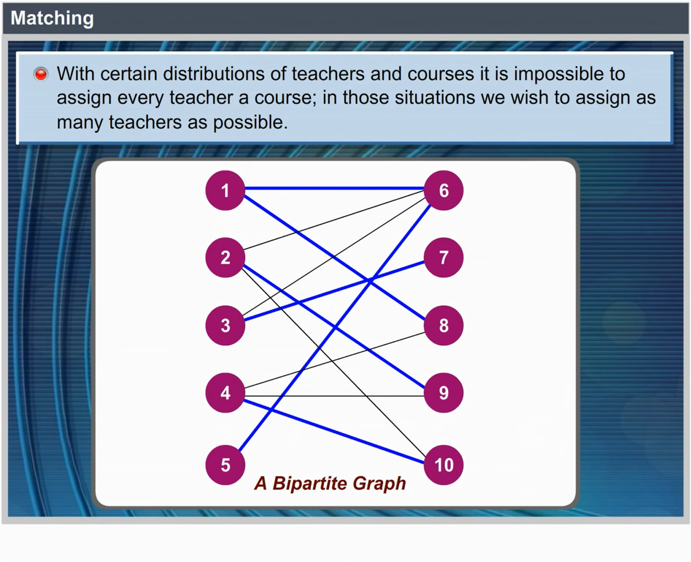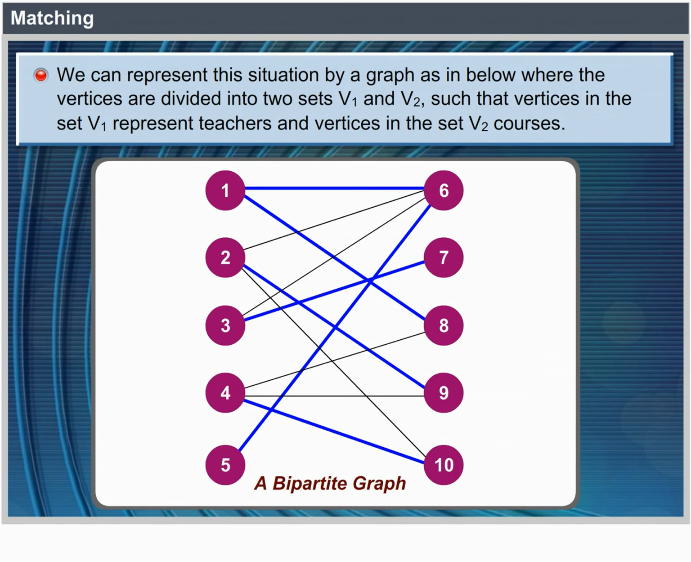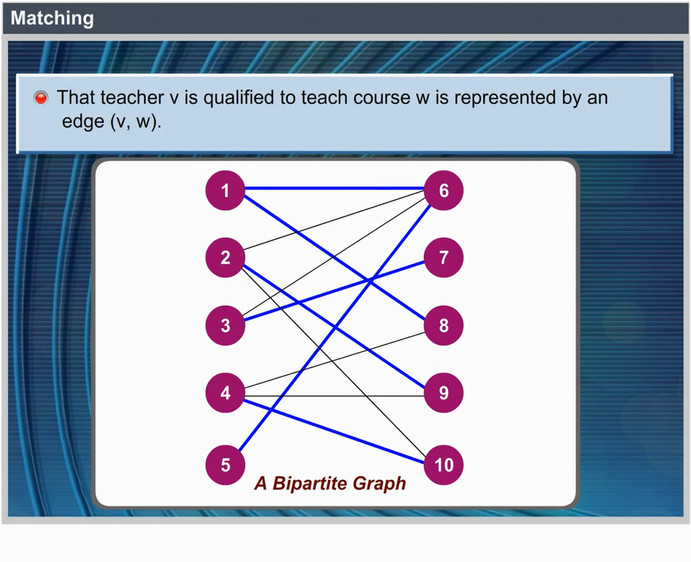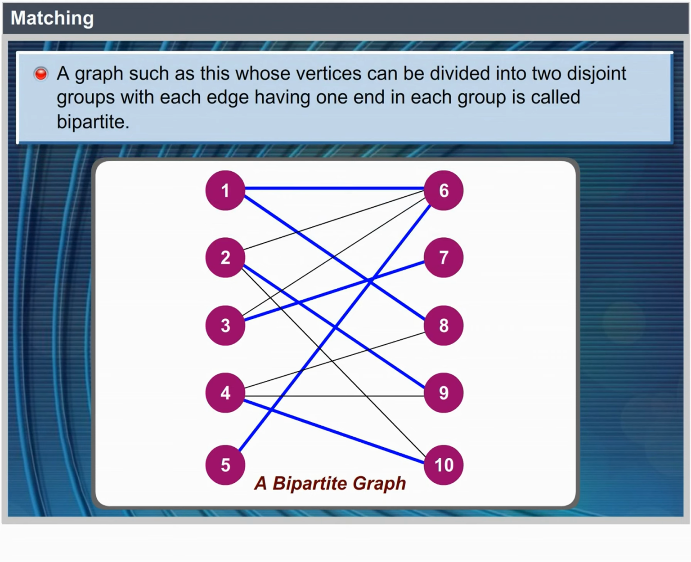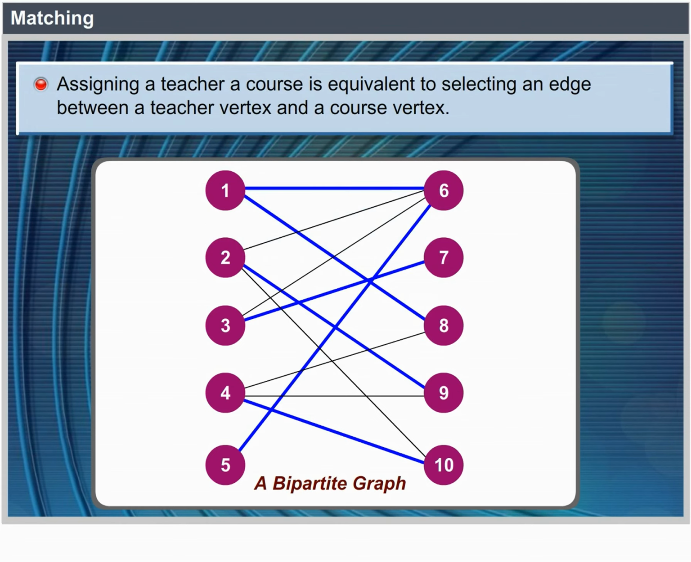We can represent this situation by a graph as below, where the vertices are divided into two sets V1 and V2, such that vertices in the set V1 represent teachers and vertices in the set V2 represent courses. That teacher V is qualified to teach course W is represented by an edge V, W. A graph such as this, whose vertices can be divided into two disjoint groups with each edge having one end in each group, is called bipartite. Assigning a teacher a course is equivalent to selecting an edge between a teacher vertex and a course vertex.